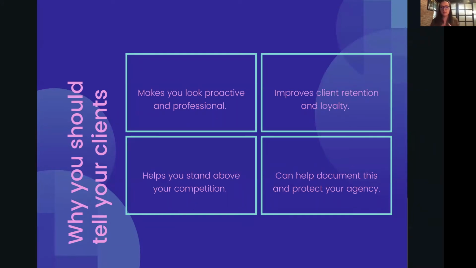It can help improve client retention and loyalty if you're providing them with good advice. And it can also help document this and protect your agency. One thing that I wanted to make sure that I touch on is the fact that as the number of privacy lawsuits increase, businesses are going to need to or want to start blaming other people for their shortcomings.